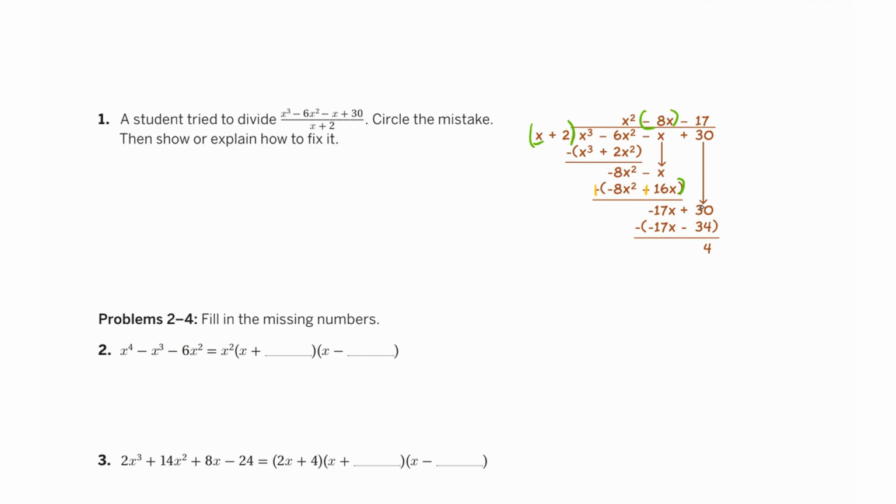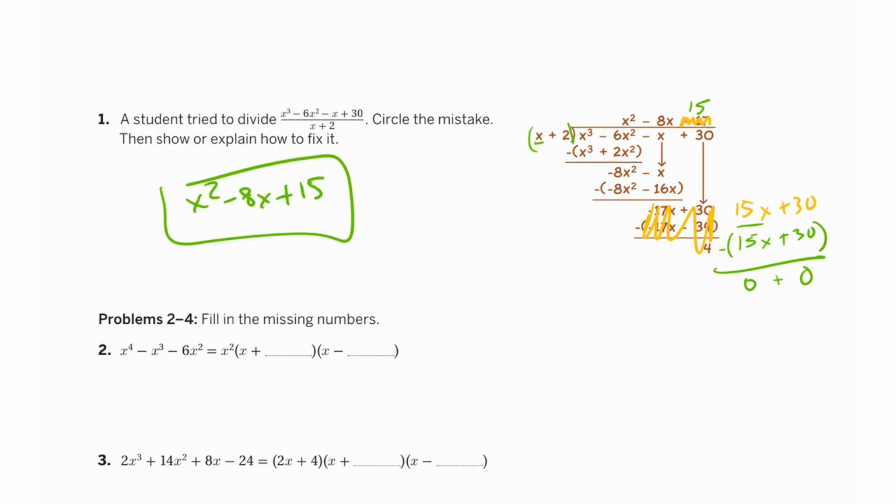So everything looks correct up until this point right here, where I'm going to cross this out, and instead I'm going to make that 15x plus 30. And then I'm going to see how many times x goes into 15x, or what I need to multiply, which would just be positive 15. And then we multiply 15 times x plus 2, which would give us 15x plus 30. And then when we subtract that, we get 0 and 0, meaning we don't have a remainder in our solution. So our final solution really would be x squared minus 8x plus 15.